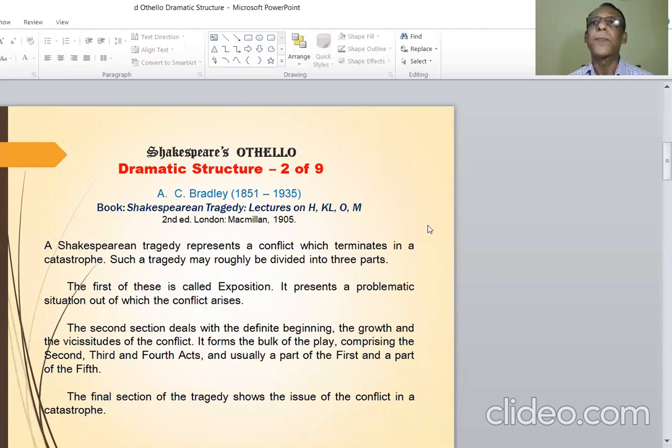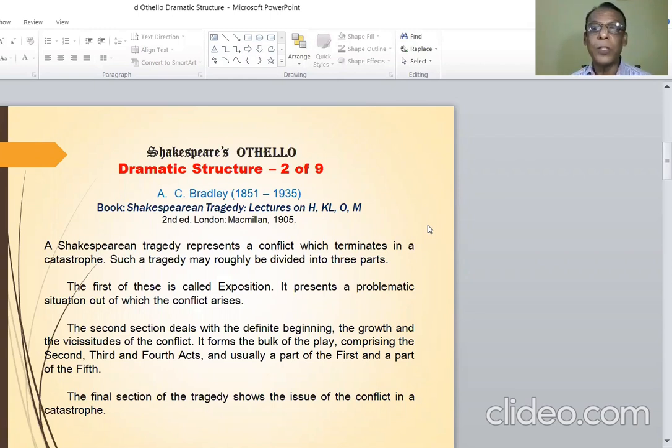The first is called exposition. Think of the opening scene. The opening scene in Othello presents a problematic situation. So it begins with a problem. Rodrigo and Iago discuss the elopement, the secret marriage of Desdemona and Othello. So it presents a problematic situation, out of which a conflict arises. Well, then starts the conflict.